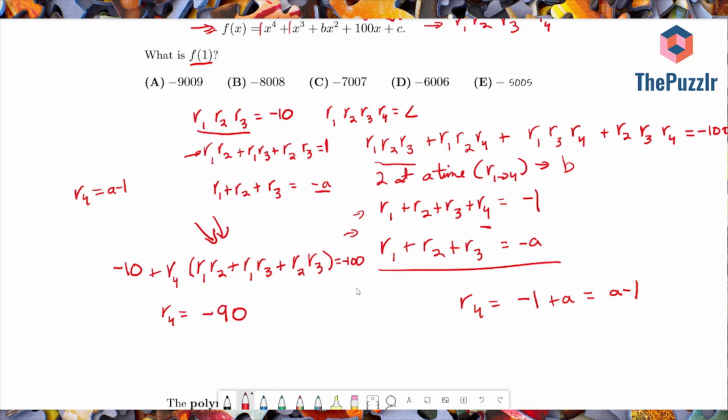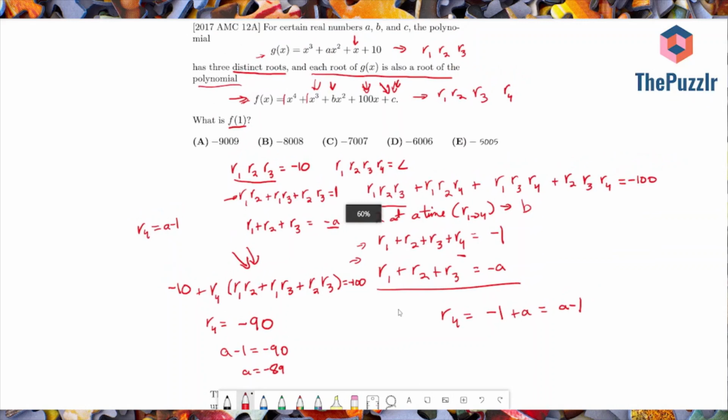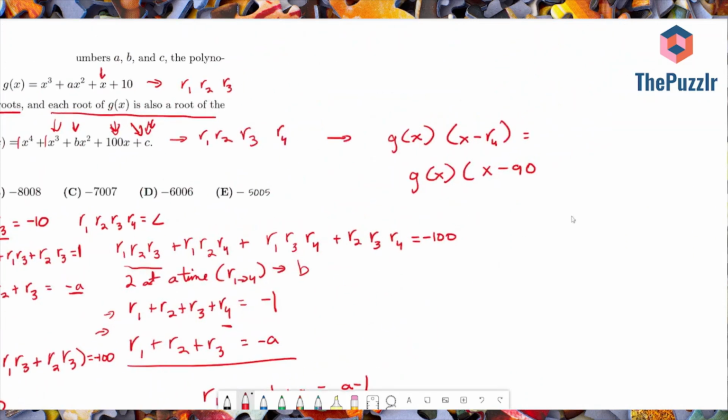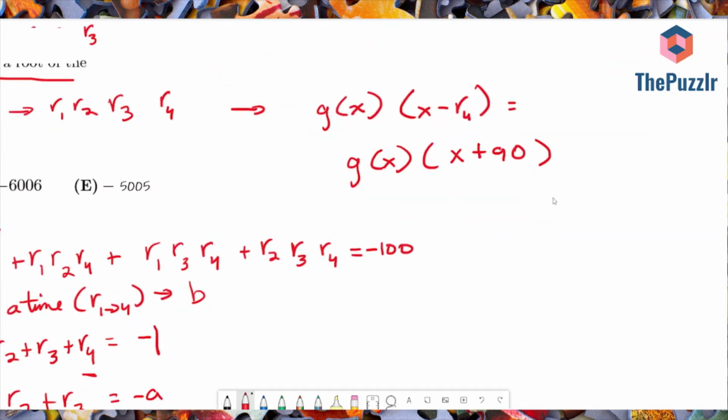So then what is the fourth root? That is negative 90. Okay, that helps us a lot. That also tells us the value of a though. A minus 1 equals negative 90, so a is equal to negative 89. That's a weird, not nice number, but maybe that won't affect us. We'll see. Okay, so we found the fourth root, but what is f of x? F of x is equal to g of x, and then we're multiplying it by x minus the fourth root, which we now know. That is g of x times x minus negative 90, which gives us x plus 90.